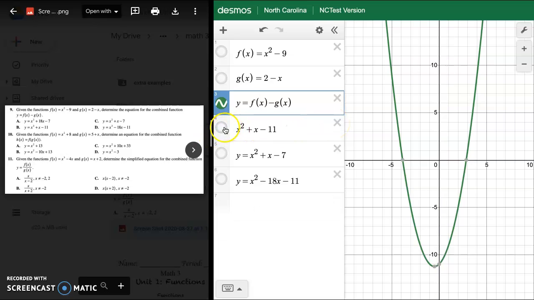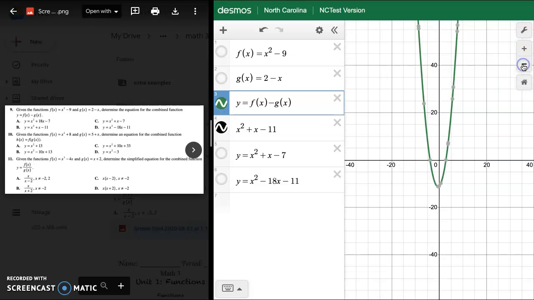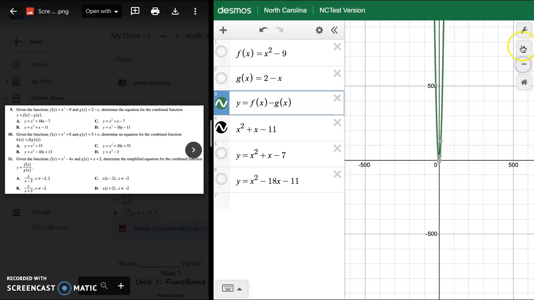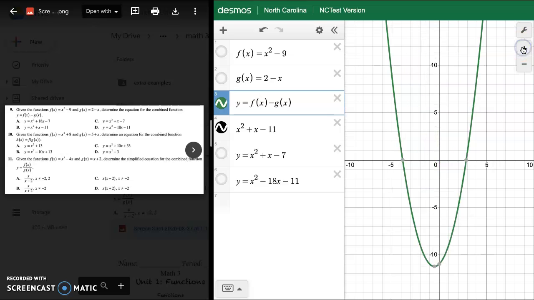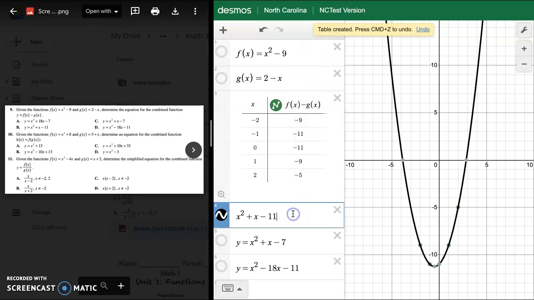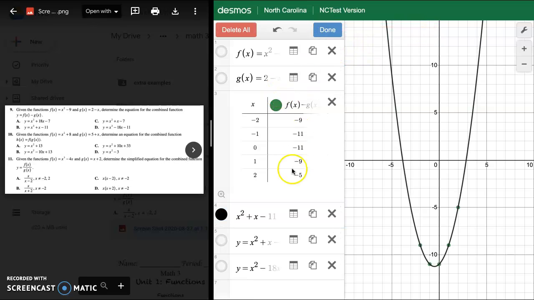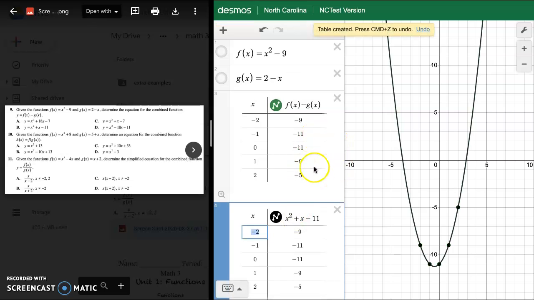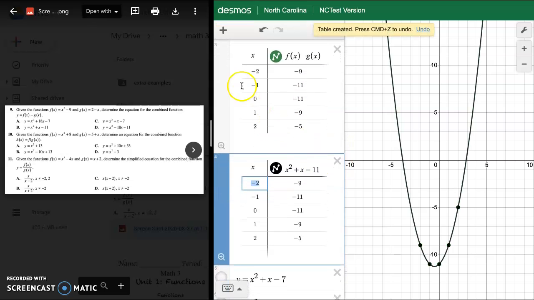I then type in answer choice B, and I see a black graph. I don't even see the black graph, but I'm going to zoom out just a little bit, so I still don't see it. Because I've zoomed out quite a bit and I can't see it, I'm going to advise you pull up a table for both of these. And remember, you need 3 points in a table that are the same.